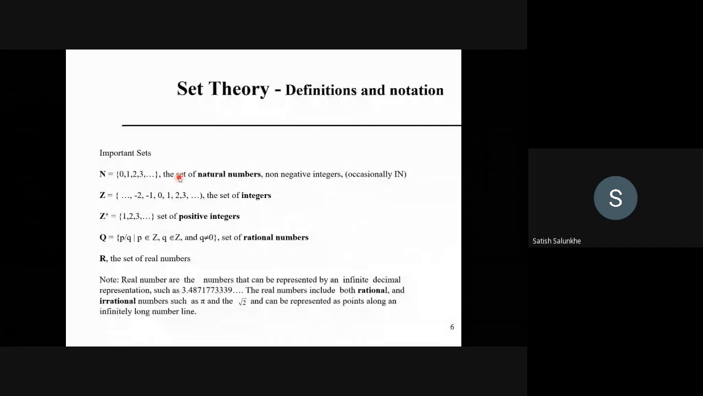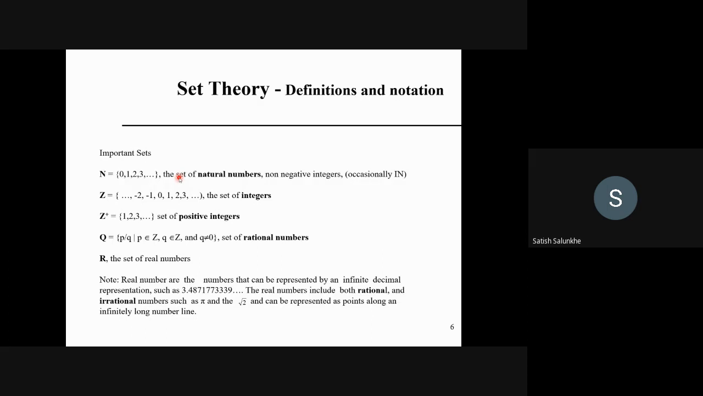What is the set of natural numbers? Can anybody tell me now? You already completed this in your previous mathematics. Natural numbers start from 1. So here it is mentioned that it is non-zero integer.